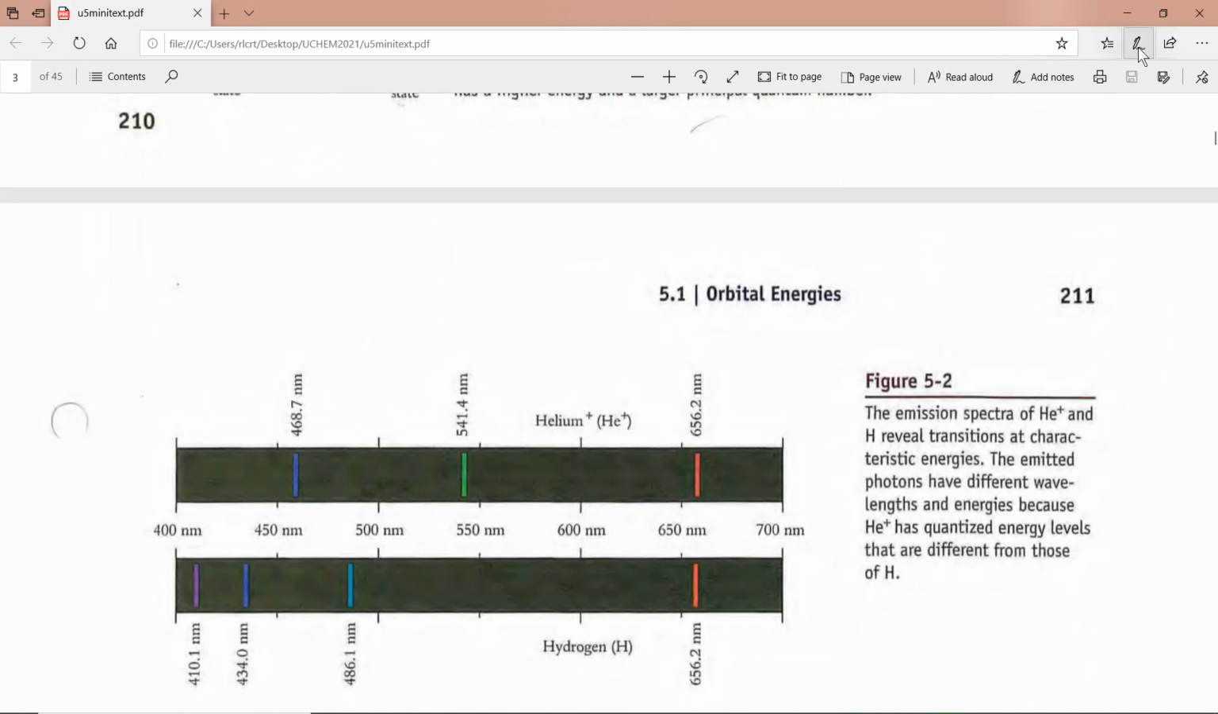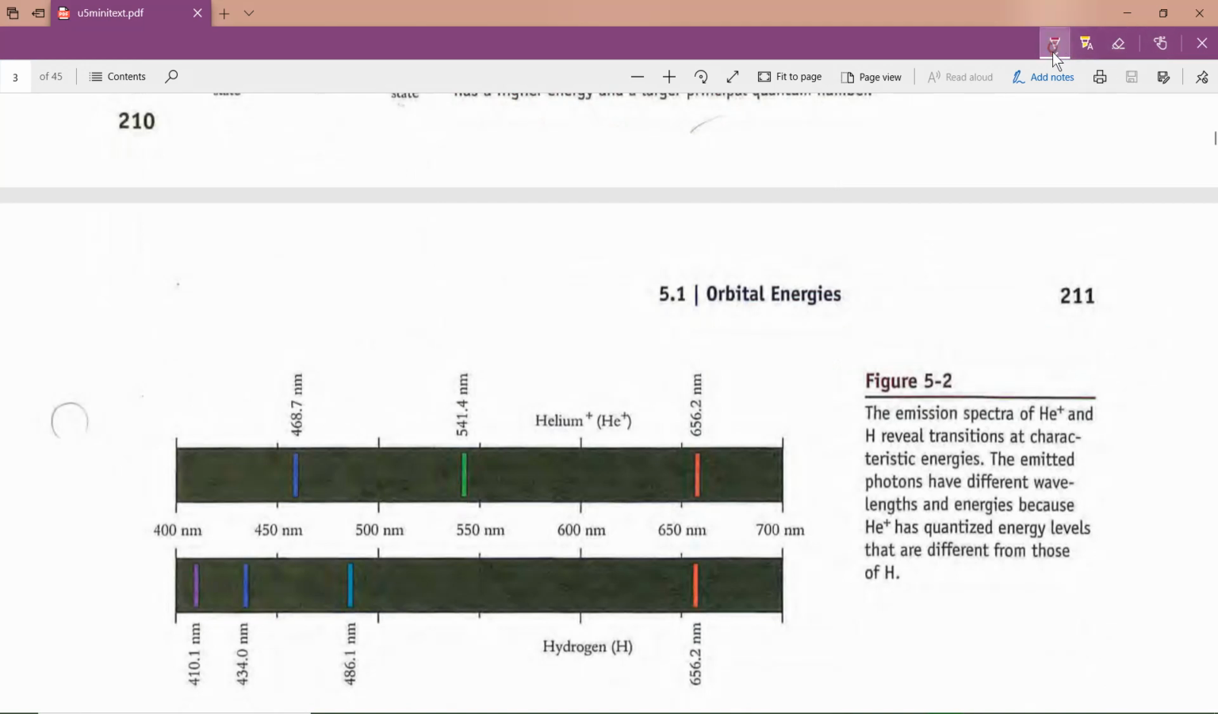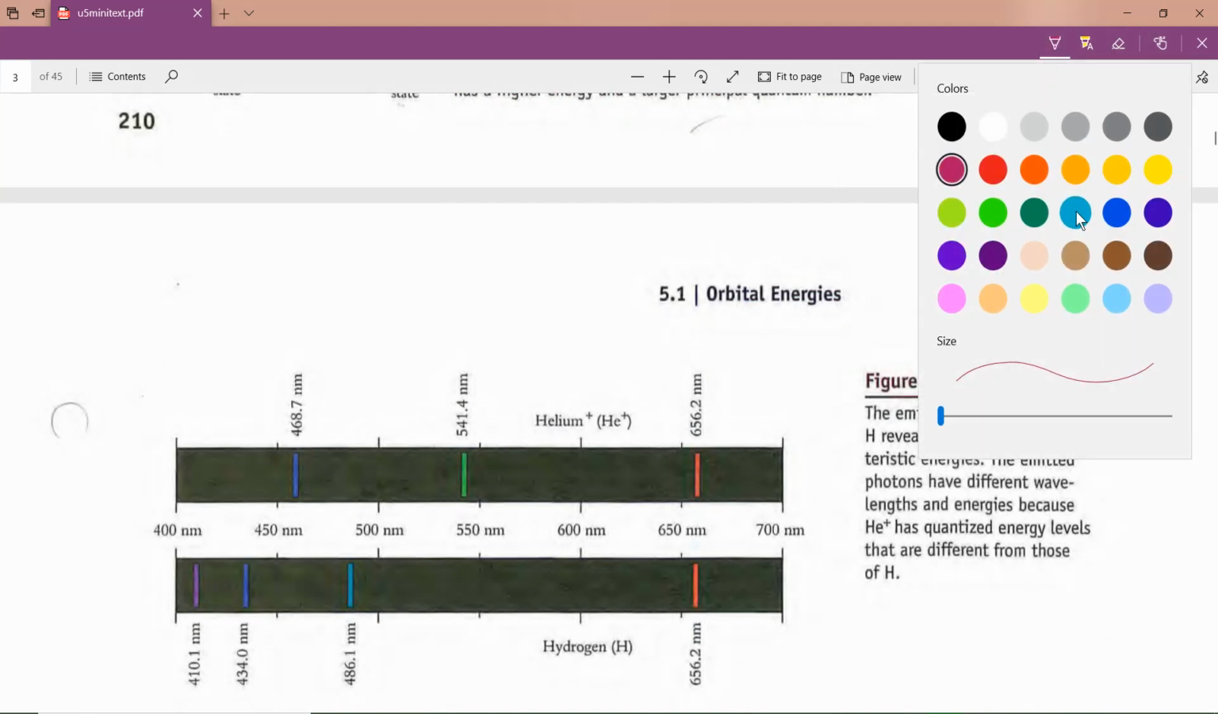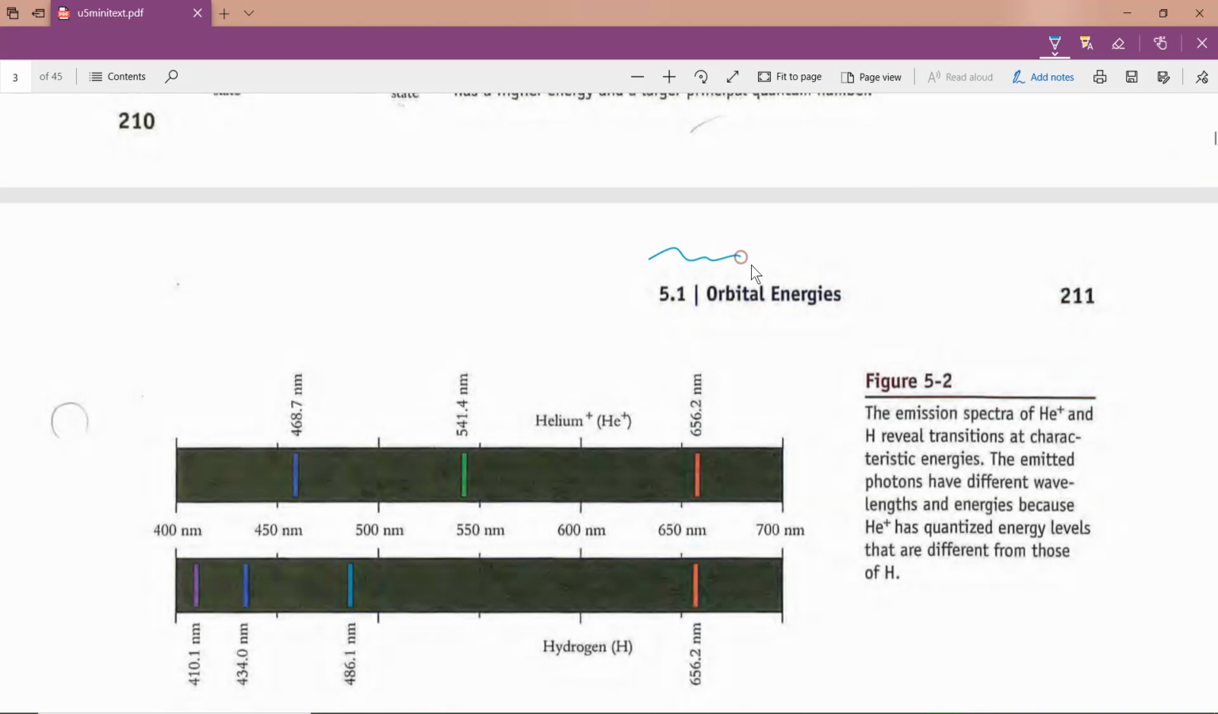I see here that I haven't chosen a pen. What color shall we choose today? Should we change it up? Oh, let's use this nice blue color. Oh, that's good. Speaking of colors, look here.